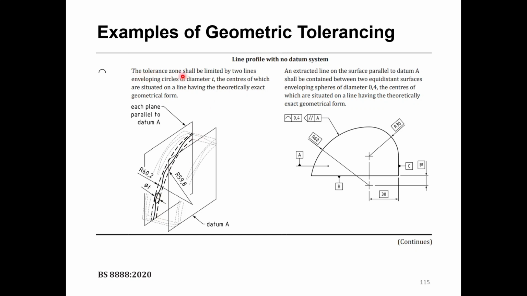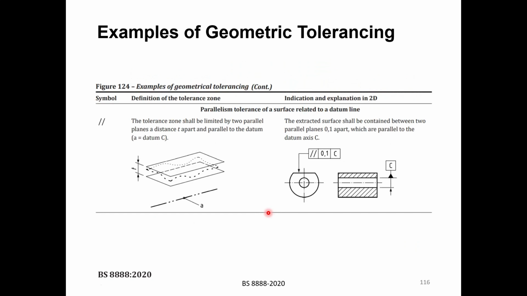It says here the tolerance zone should be limited by two lines enveloping a circle. So in this case, we have two imaginary lines or curves. These two lines or curves are separated apart by a cylinder of diameter d. And then the real profile here should lie within these two lines.